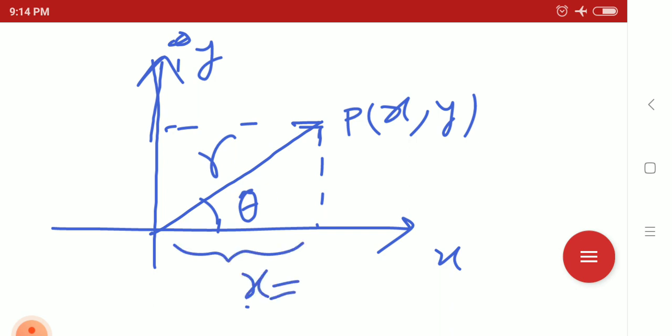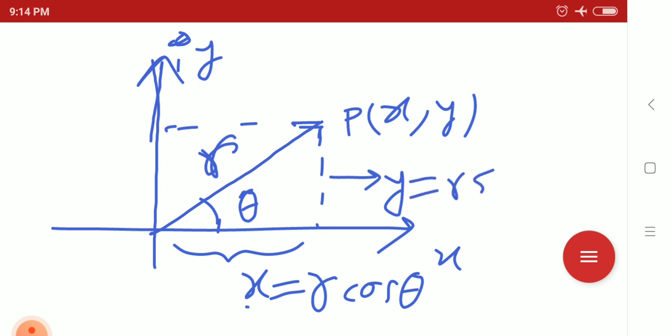Here x equals r cos theta, and this is y. y equals r sin theta. You must know this. How can I write this?